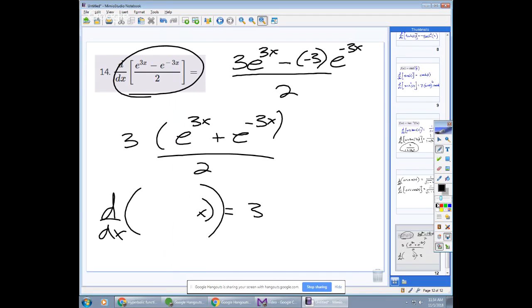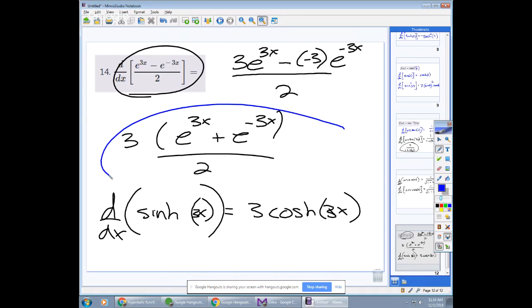Do we have to use the quotient rule? No, because 2 is constant, so I don't need the quotient rule. I can just treat it as a constant that hangs out. Dividing by 2 is the same as multiplying by 1/2, so I just have a multiple of 1/2. I see. So the derivative of sinh of 3x equals 3 times the hyperbolic cosine of 3x. This is what I was looking for. It's not too bad.